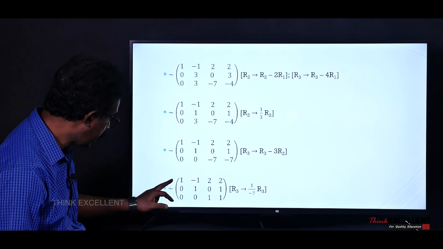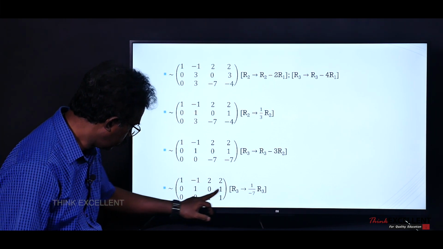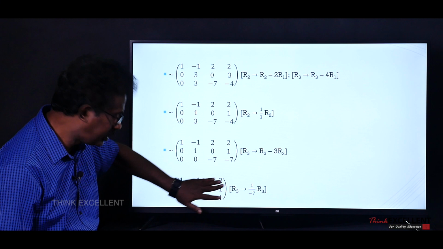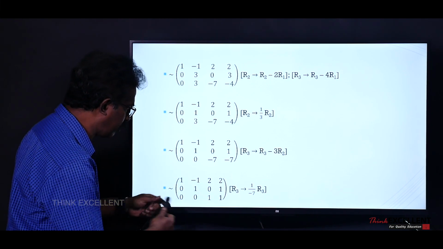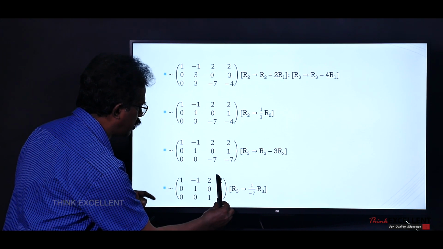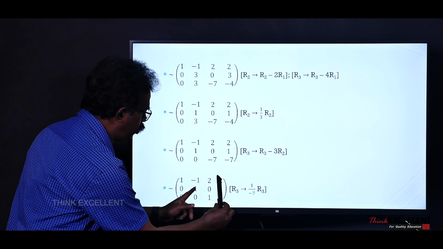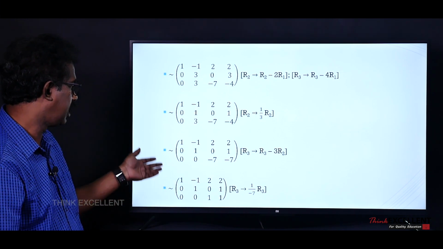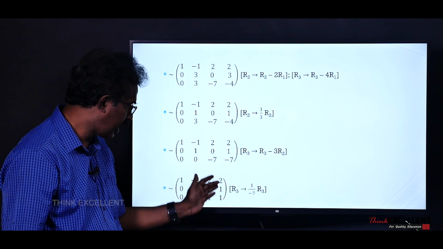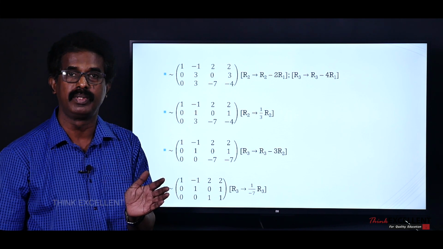What is rank of AB? 1, 2, 3. Rank of AB is 3. What is rank of A? Leave the last column. How many non-zero rows? 1, 2, 3. So rank of AB equals rank of A equals 3.